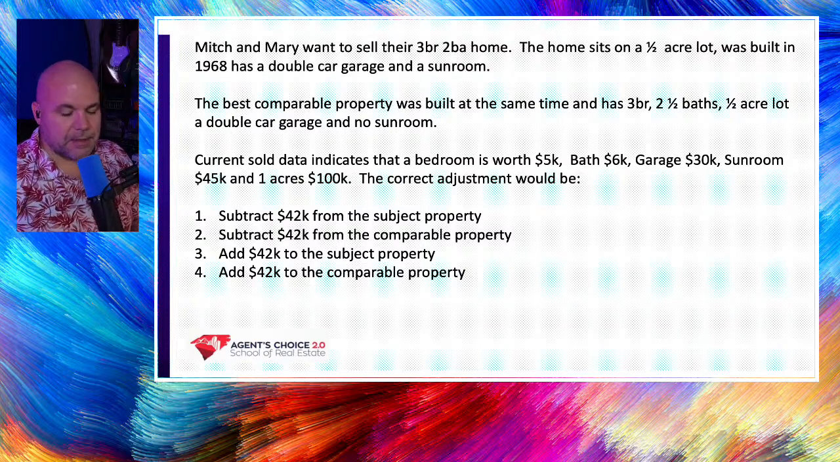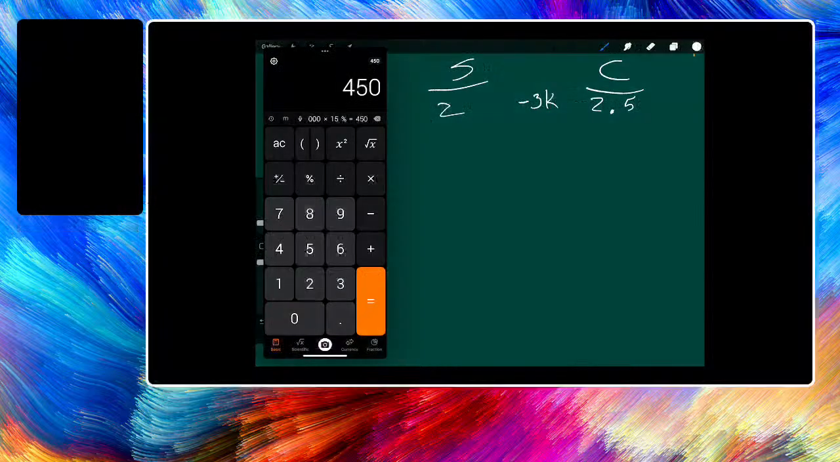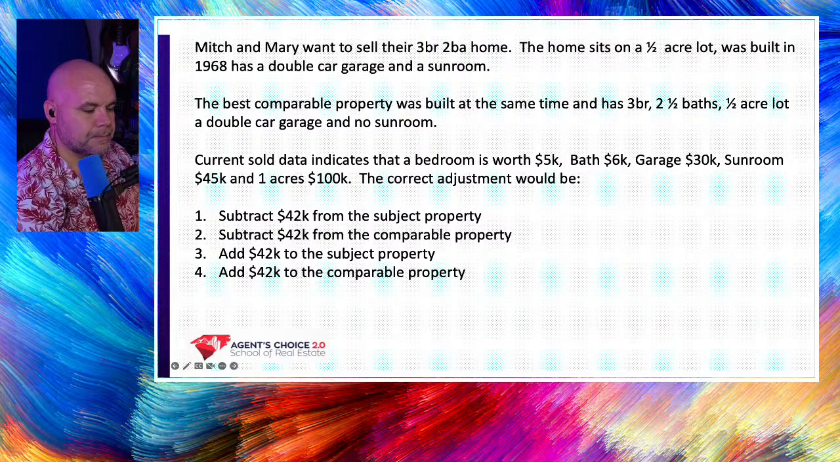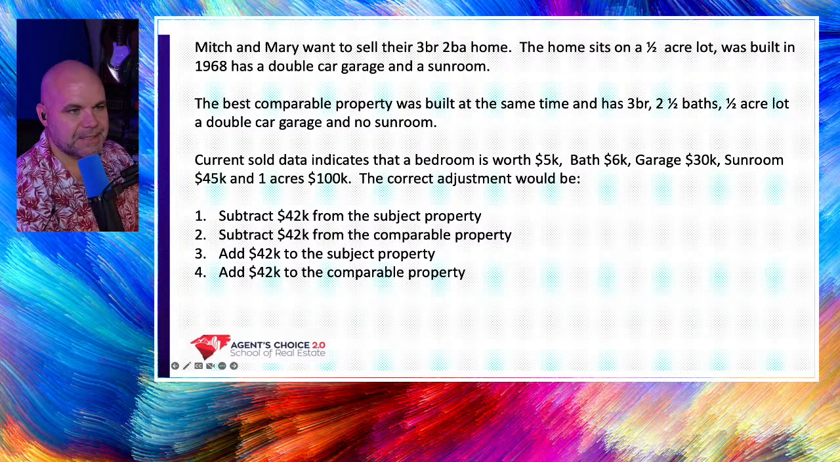So here's what I'm doing, by the way. There's what my chart looks like so far. Subject has 2 baths, comparable has 2.5. I'm only going to list the differences. And that half bath adjustment would be subtracting $3,000 from whatever the comp sold for. What's next? Let's see, half acre lot, that's no different. Double car garage, no different. Sunroom. Comparable does not have one. Subject does. If the comparable does not have something and we need to add in, then that's the answer. We add something in.